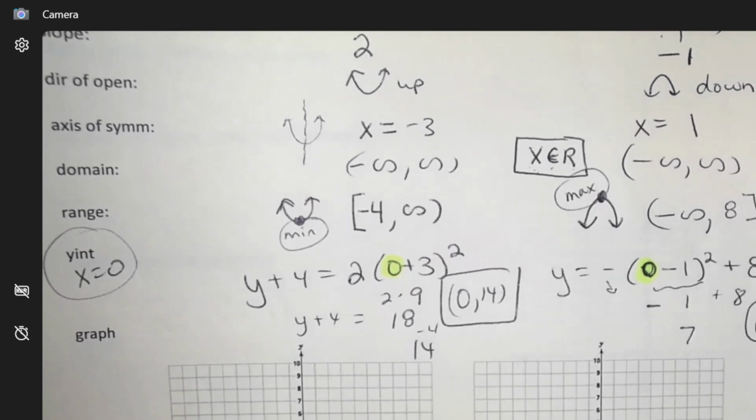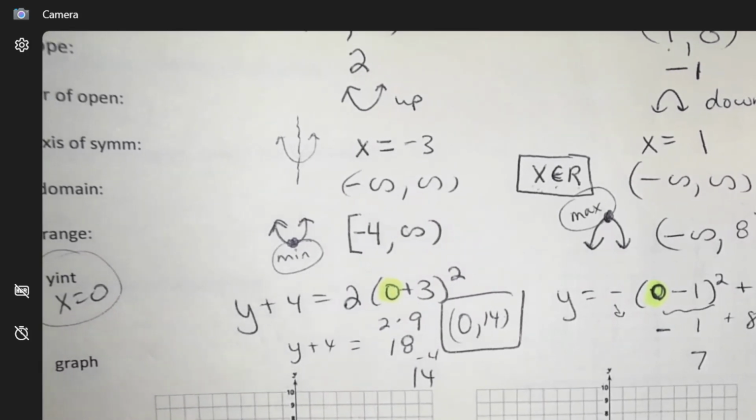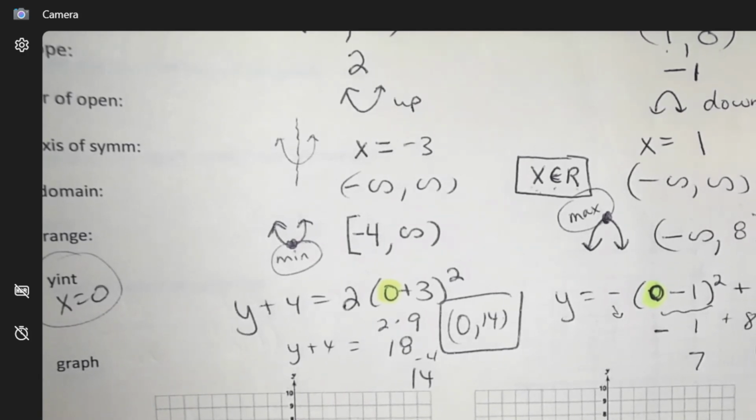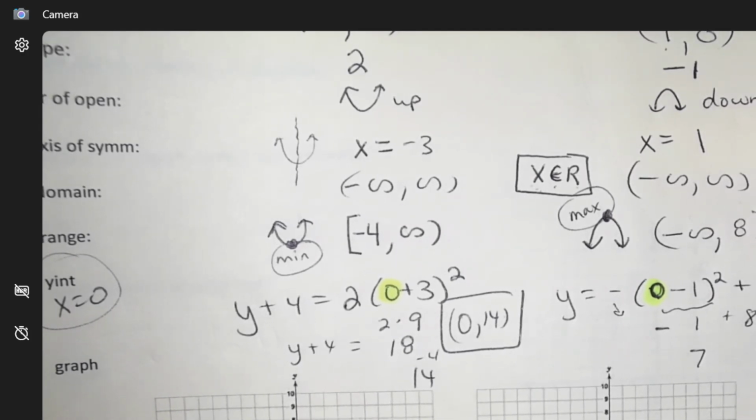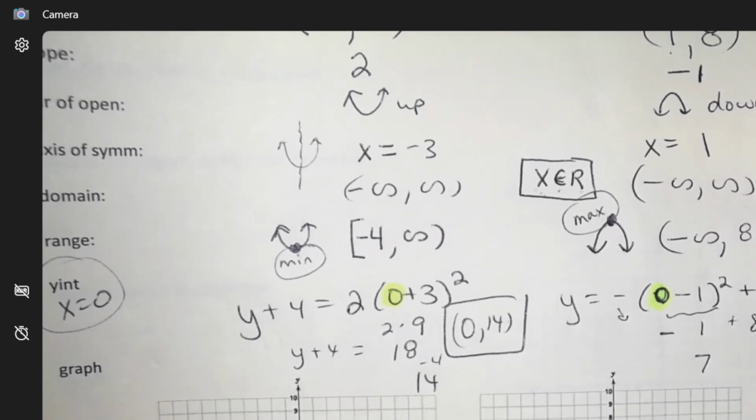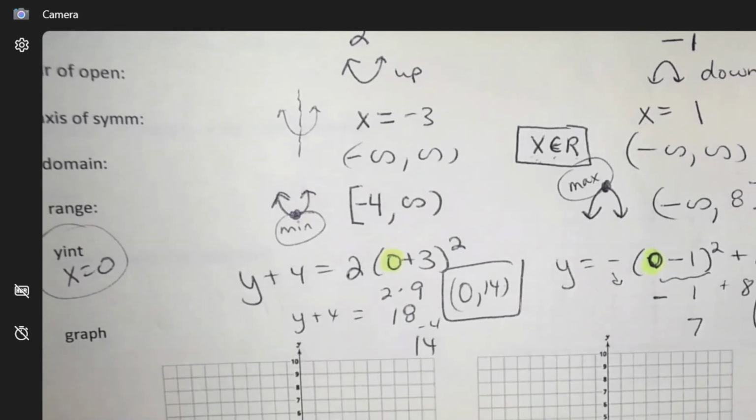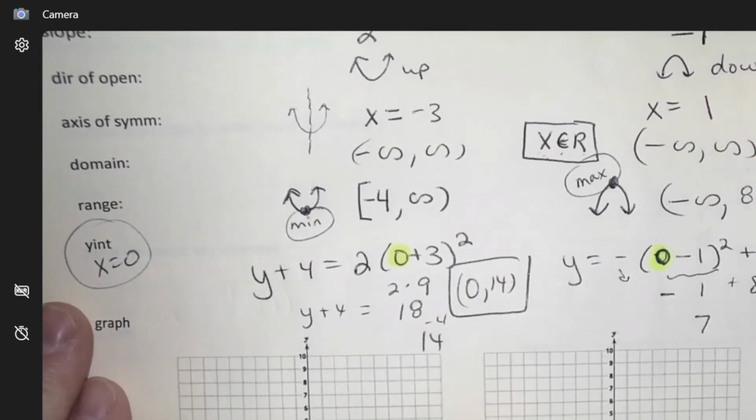Okay, graphing. On your test, when I graph, I'm going to expect you to give me 5 coordinates every time, because you're going to have a lone vertex, a pair, and another pair. So let's go to the vertex, -3, -4.